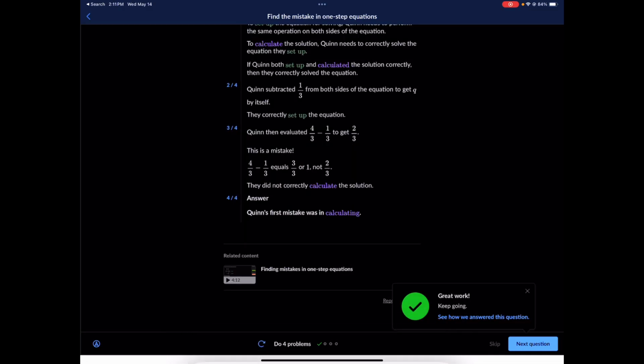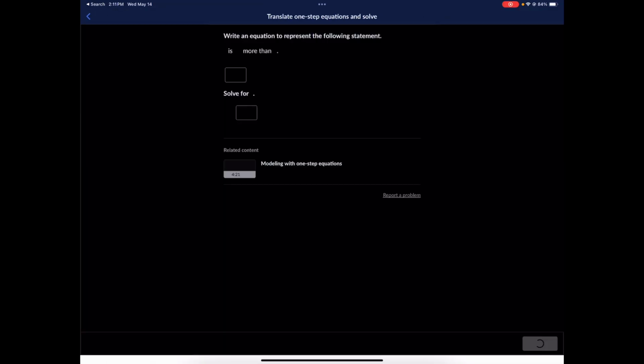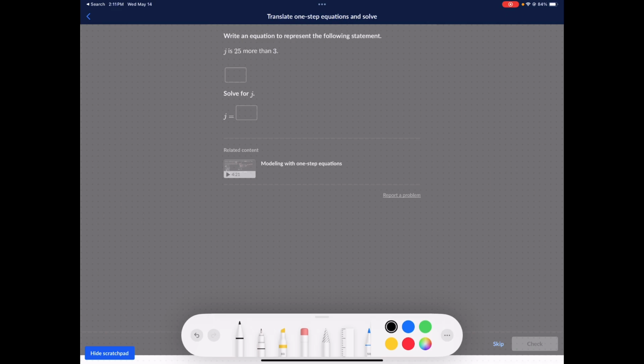Okay, good job. So let's move on now. Translate one-step equations and solve. Write an equation to represent the following statement. J is 25 more than 3. So we want more than. That is addition because we are adding to get more. So J is 25 more than 3.